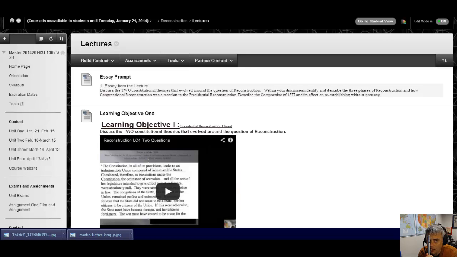So with this magic wand here, write down Reconstruction and write down the essay question. The essay question's right there. Discuss the two constitutional theories that evolved around the question of Reconstruction. Within your discussion, identify and describe 3 phases of Reconstruction and how congressional Reconstruction was a reaction to the weaknesses of presidential Reconstruction. And then describe the Compromise of 1877 and its effect on reestablishing white supremacy. So write that down so you know what the essay question is.